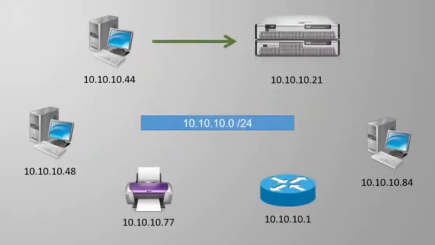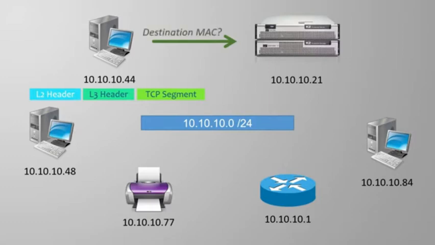Imagine that you have two hosts within the same subnet. Perhaps one is a web server and the other is a client. The client knows the IP address of the web server and wants to start an HTTP session. So the client builds a TCP segment and encapsulates it in a layer 3 header. It needs to add a layer 2 header as well, but what destination MAC address can it put in this header? Right now, it has no idea. It simply does not know the destination MAC address.